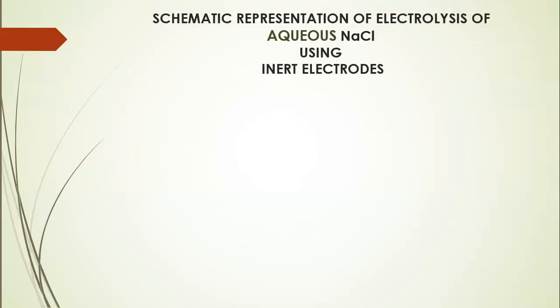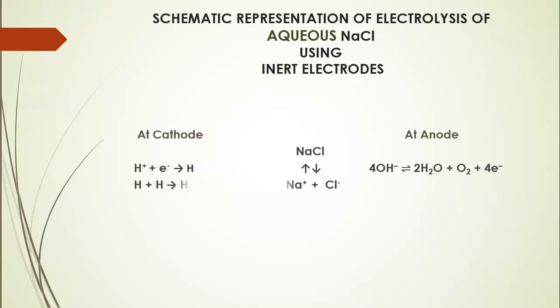This is called the schematic representation of electrolysis of aqueous sodium chloride using inert electrodes. So you have the cathode, you have the anode, then you show the ionization of sodium chloride into sodium ions and chloride ions, the ionization of water into hydrogen ions and hydroxyl ions, the reaction at the cathode giving hydrogen gas, the reaction at the anode giving either oxygen or chlorine depending upon the concentration of the electrolyte.